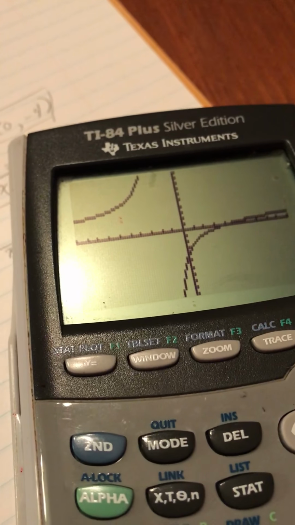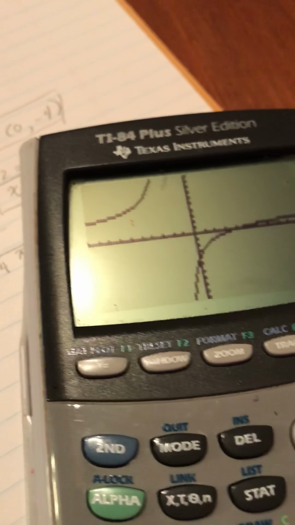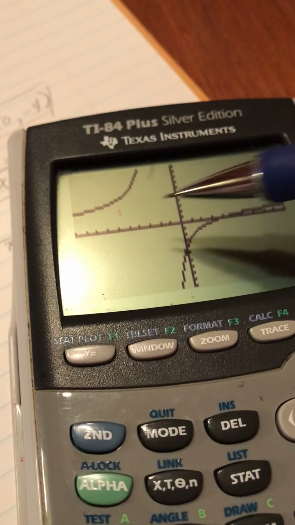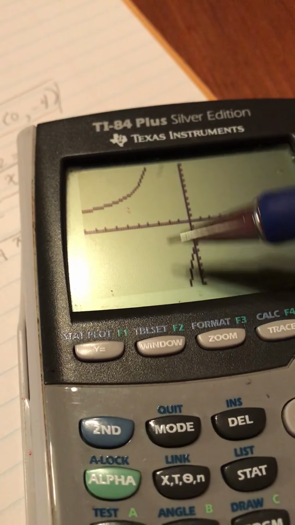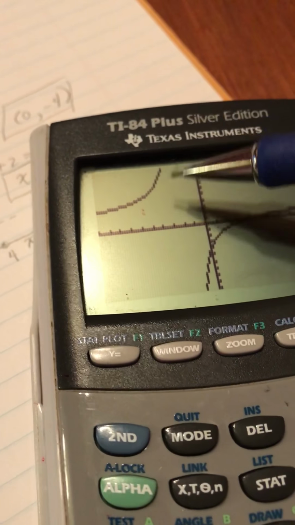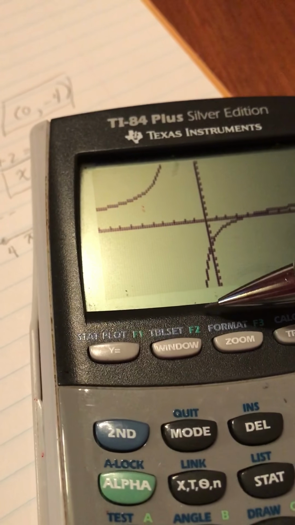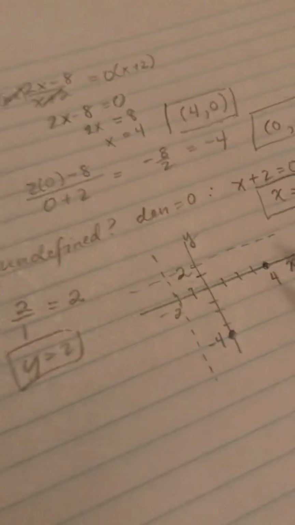And you can see it going through its intercepts and approaching that vertical asymptote and that horizontal asymptote. Some calculators try to connect the dots here, and so you'll see a vertical line there, but it's just your calculator connecting a dot up here to a dot down here. It's not technically part of the graph, so we always draw them as dotted lines. They're kind of like barriers.